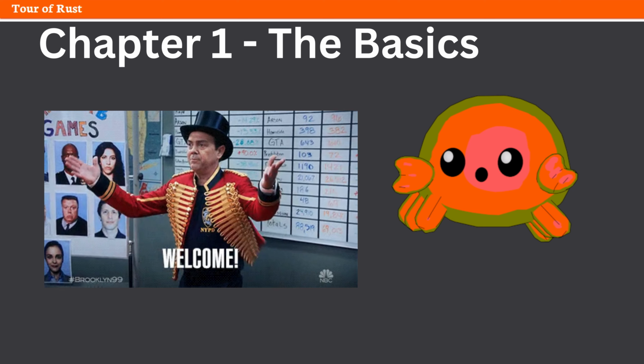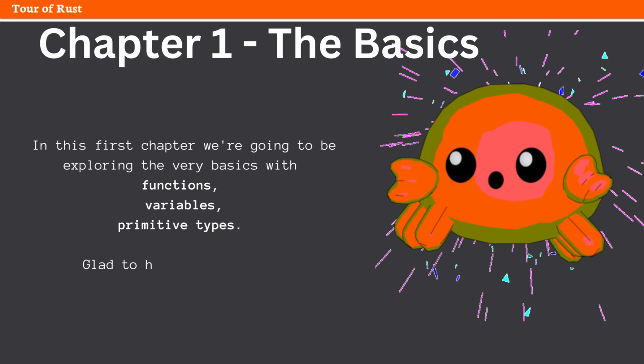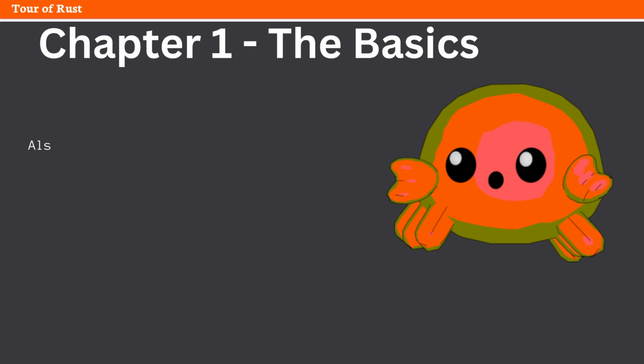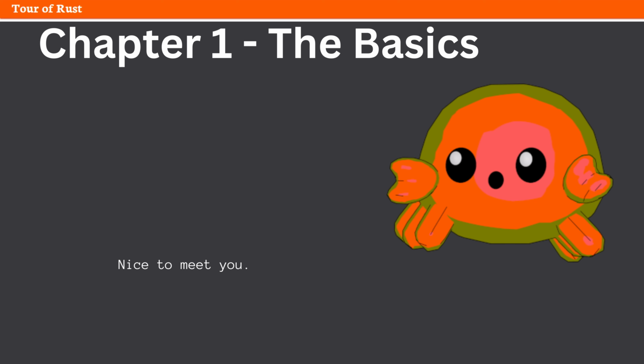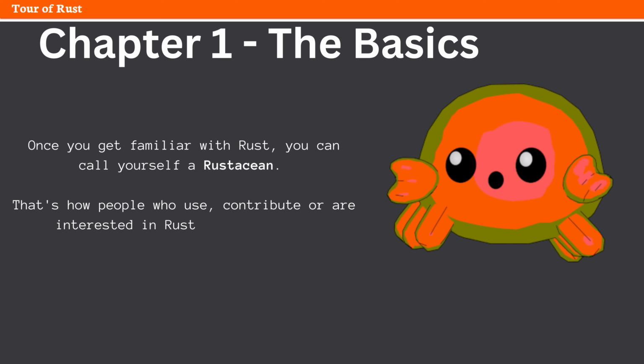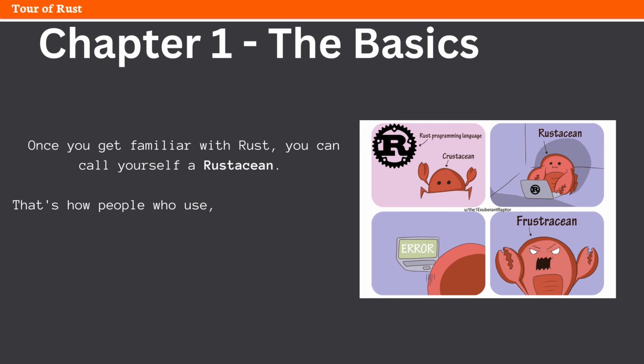Welcome to the first chapter of our Rust programming journey. We'll be covering the fundamentals such as functions, variables, and basic data types. You'll be introduced to Ferris, the cute crab mascot of the Rust programming language. As you become more familiar with Rust, you can consider yourself a Rustacean, a term used to describe people who use or are interested in Rust.